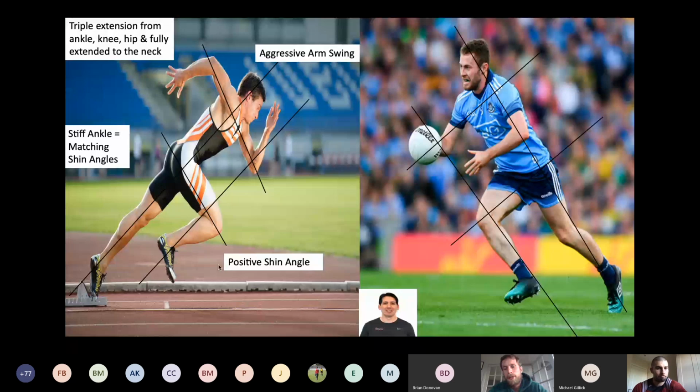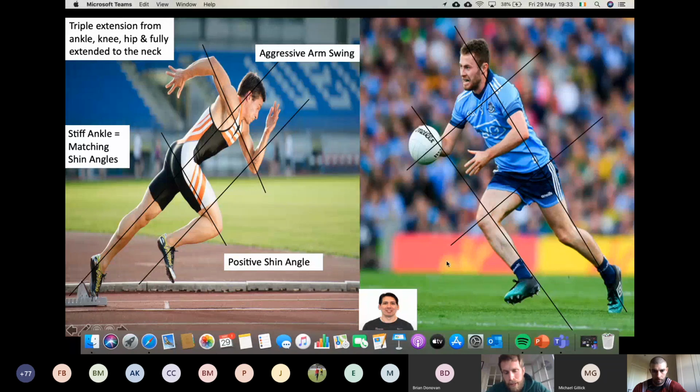Okay, so we just compared a sprinter and a team sport GAA player, obviously Jack McCaffrey here. On the sprinter, obviously that's your gold standard again, but you can see some key features in both pictures. So when you're sprinting or accelerating, you're looking for that triple extension. You want to have that positive shin angle. Shin angles we won't touch on a huge pile tonight. It is important, but when we move to agility, it becomes very important.